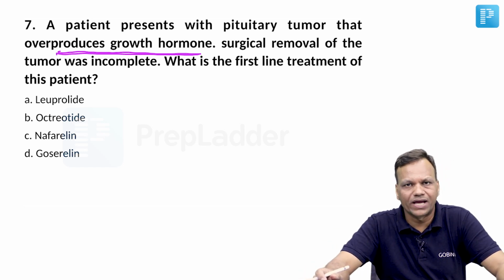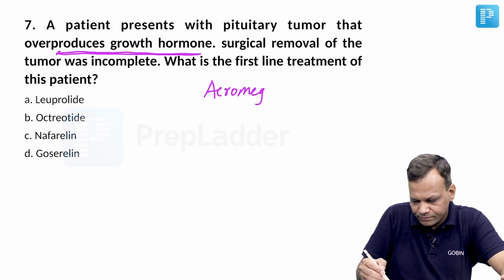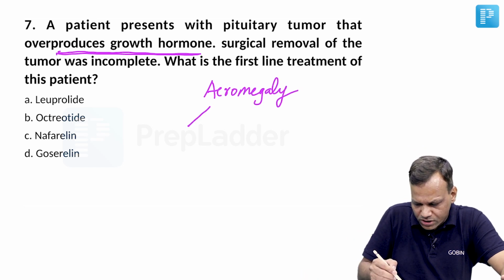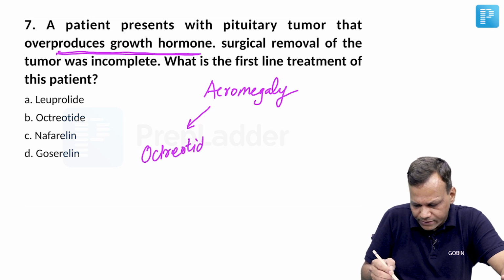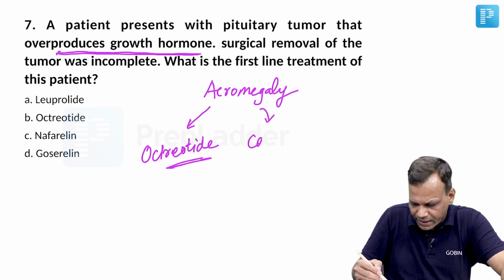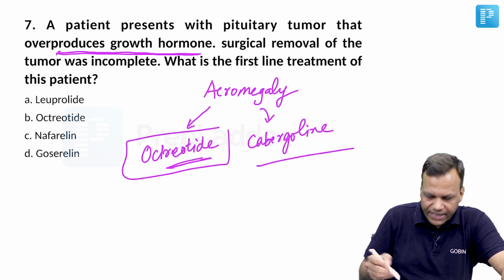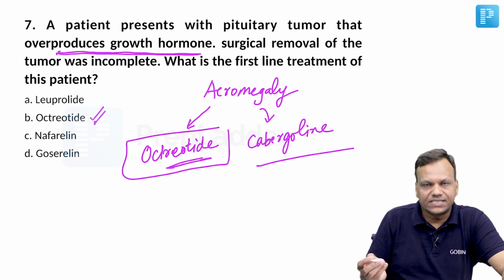We all know acromegaly, we can use two types of drugs for acromegaly. Normally we use drugs like somatostatin analogs, also called octreotide, or we can use a cabergoline-like drug which can decrease growth hormone. So among these, only one is in the options, that is octreotide, so that is the easy answer.